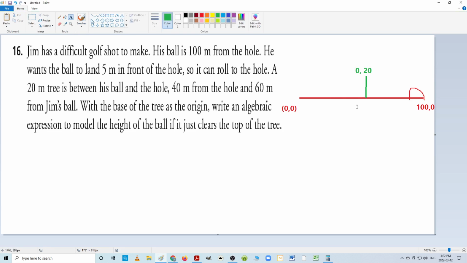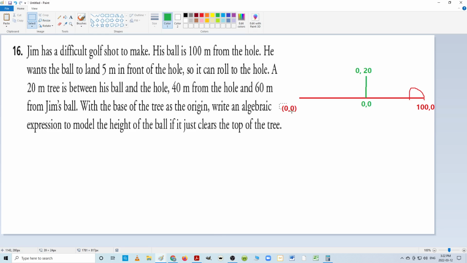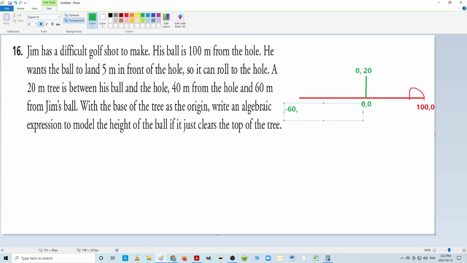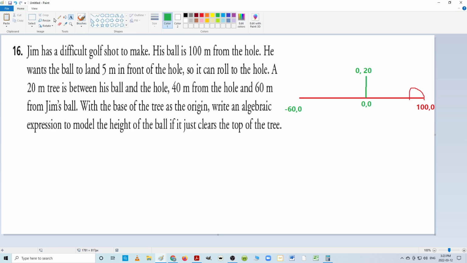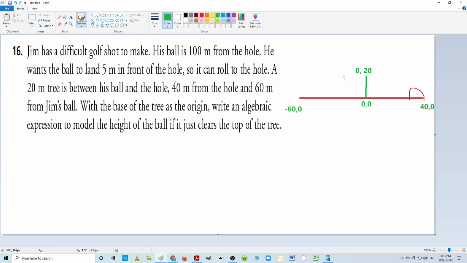0, 20, which means the bottom of the tree is 0, 0, which means Jim is actually standing 60 meters to the left of origin, which is negative 60, 0, and the flag is 40 meters from origin, so 40, 0. So they've essentially just changed the origin. I started with Jim the golfer being origin, and they turned the tree into the origin, which means the golfer's 60 meters that way, and the flag is 40 meters that way. But keep in mind, he wants to land it here, which is 35, 0, 5 meters from the hole.